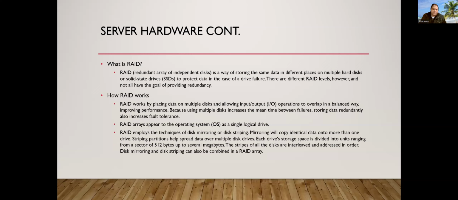RAID works by placing data on multiple disks, allowing input-output (I/O) operations to overlap in a balanced way. Essentially, it's like a teeter-totter. You're trying to keep level with a bunch of disks, and you're spreading data to a bunch of different places. There's a bunch of different RAID types. I'm going to go over about 6 of them, and I will mention which are still used and which aren't.